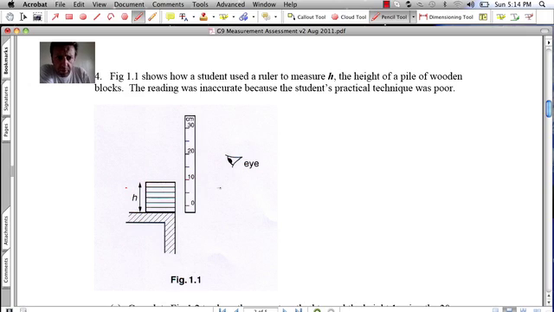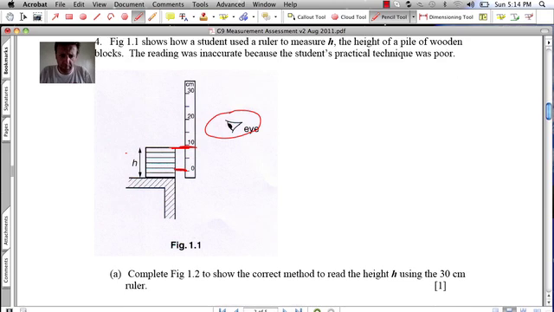Okay, question number 4. Figure 1.1 shows how a student used a ruler to measure h, the height of a pile of wooden blocks. The reading was inaccurate because the student's practical technique was poor. The student's a donut, right? Why is the eye way up here if you're trying to read something that's down here? That's bad. Why is the 0 lined halfway up the blocks? That is also bad.